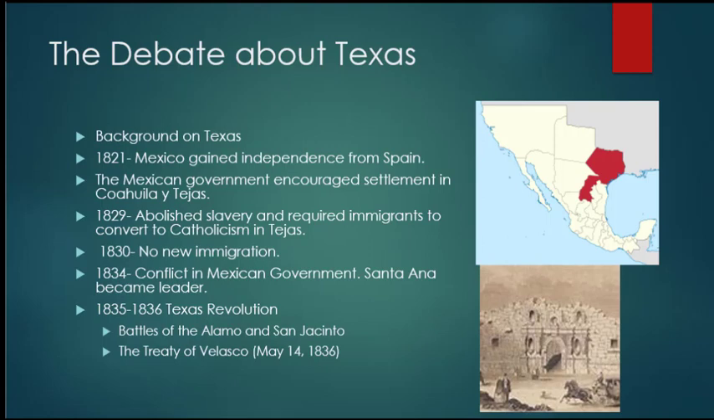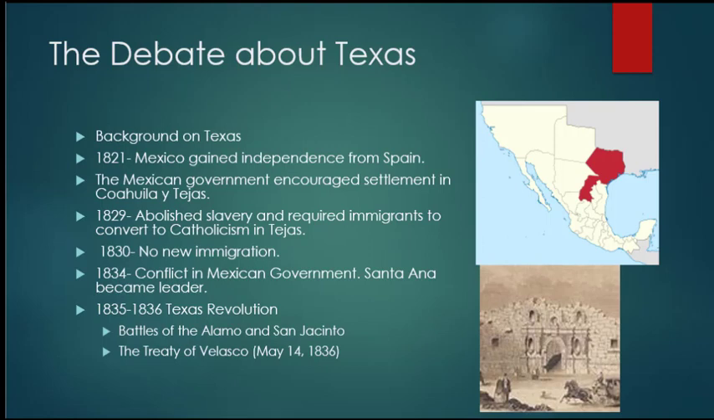From 1835 to 1836, the Texans are going to fight for their independence in the Texas Revolution, and they will be successful and declare independence in 1836, and they'll be the Republic of Texas. There are two very important battles in the Texas Revolution. There's the Battle of the Alamo and the Battle of San Jacinto. The Battle of the Alamo takes place in San Antonio.